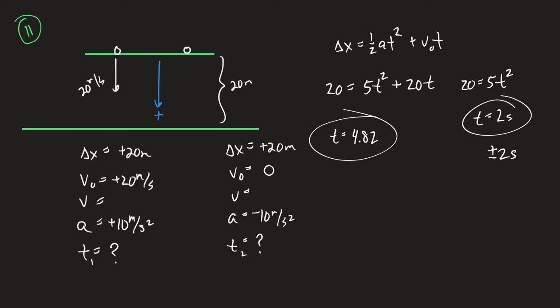Because just think it through. Is it going to take less time for the rock to hit the ground or more time for the rock to hit the ground if you throw it downwards? Less. Yeah. So I don't think it's going to take more than twice as long. That's why I know the answer's wrong. But I think the answer's wrong because you might have a sign wrong. Let's work the problem.